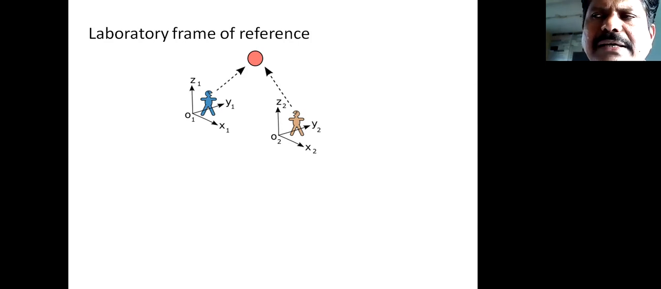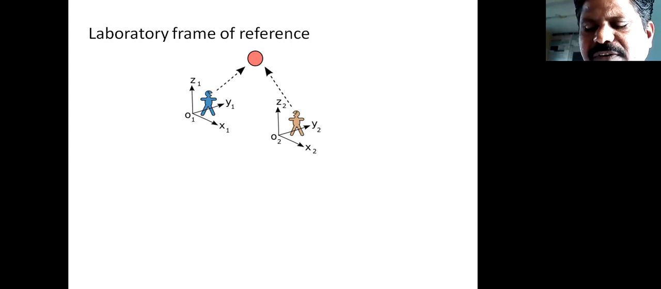So what do we mean by an inertial frame of reference? An inertial frame of reference is one in which Newton's laws of motion are valid or hold good. Such frames of reference are called inertial. That is nothing but a laboratory frame of reference, an inertial frame of reference.